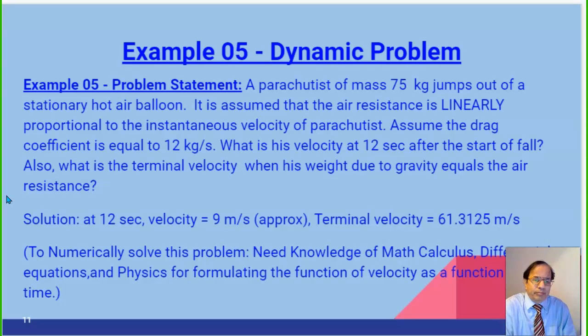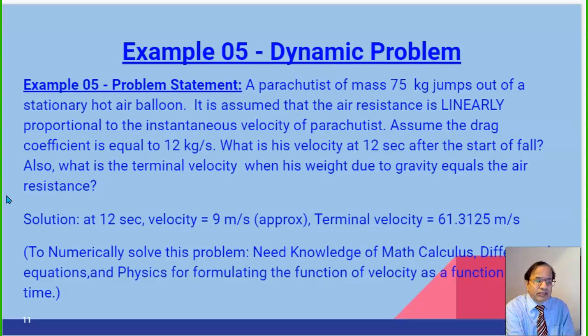A parachute person of mass 75 kg jumps out of a stationary hot air balloon. It is assumed that the air resistance is linearly proportional to the instantaneous velocity of the parachute person. Assume the drag coefficient is equal to 12 kg per second. The questions are: what is his velocity at 12 seconds after the start of the fall, and also the terminal velocity when his weight is equal to the air resistance. Of course, we can find the solution at 12 seconds as 9 meters per second and the terminal velocity as 61.